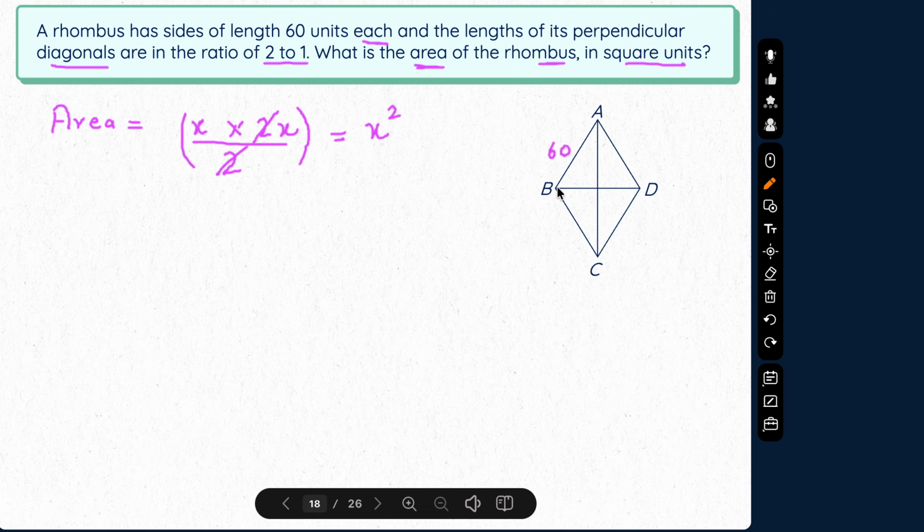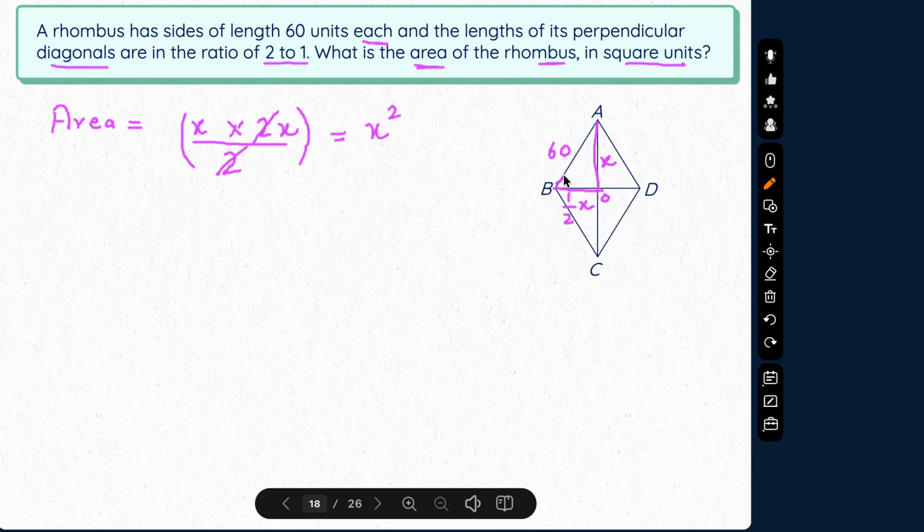Okay, the next thing that I have to do is, if one diagonal is 2x, the other is x, right? So if I consider one right angled triangle, can I say that one side is x, and the diagonal from B to D, which I take as x, from B till this point is supposed to be half of x, right?